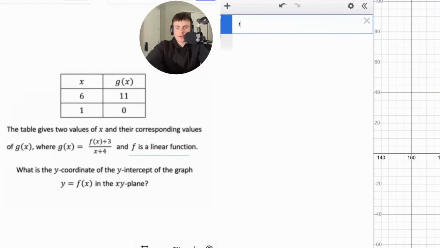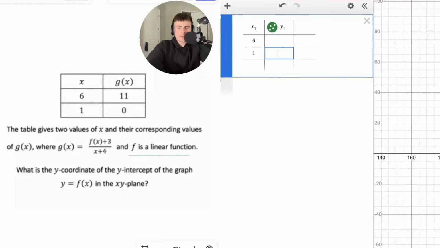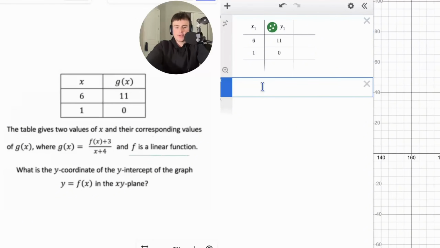So we should plug in a table. Whenever you're given a table, just put it in. I'm telling you, every time. Put it in, and then it tells you that this function g of x, keep in mind this table is g of x, equals f of x plus 3 over x plus 4. And f is a linear function. So I want to type this format in for this table. So as usual, y1 tilde f of x plus 3 over x plus 4.